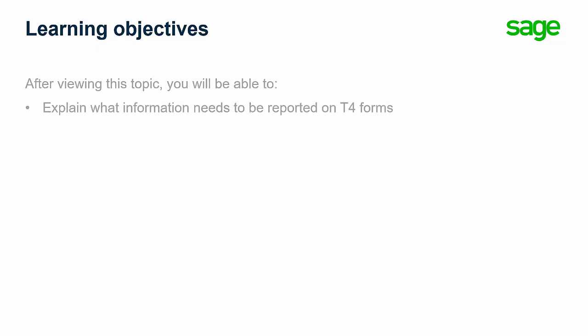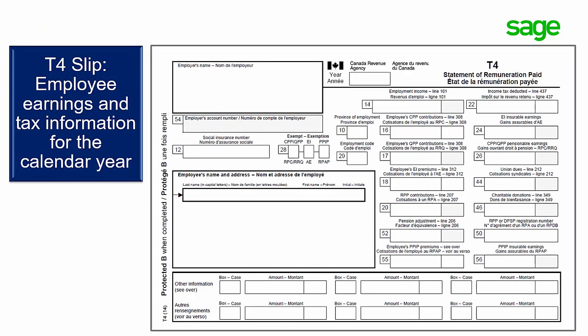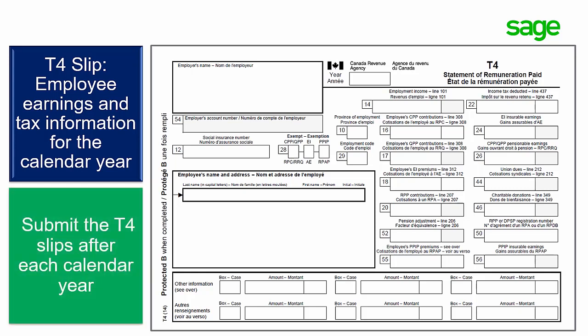Over the next few minutes, we will explain what information needs to be reported on T4 forms and will show you how to print these forms. T4 slips list the employee earnings and tax information for the calendar year. You must submit the T4 slips to the Canadian federal government and to employees after each calendar year, usually by the end of February.